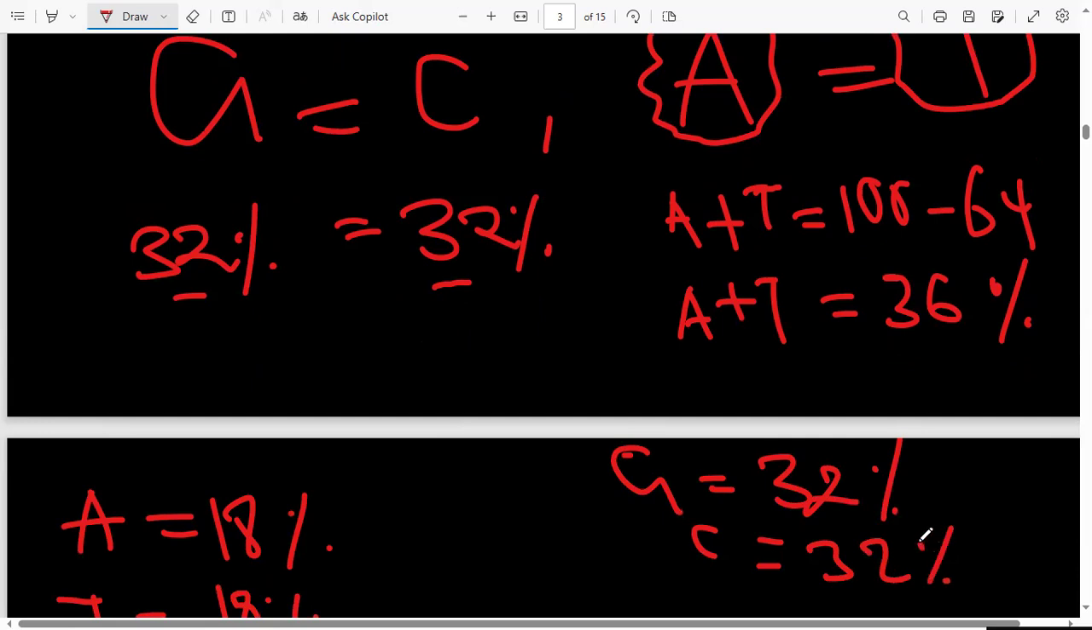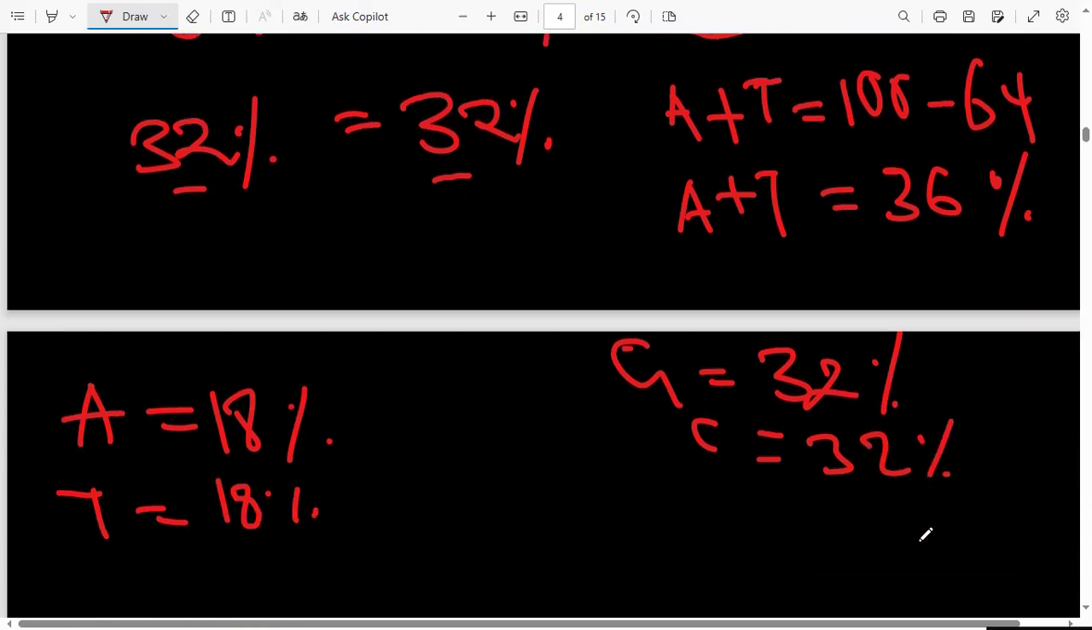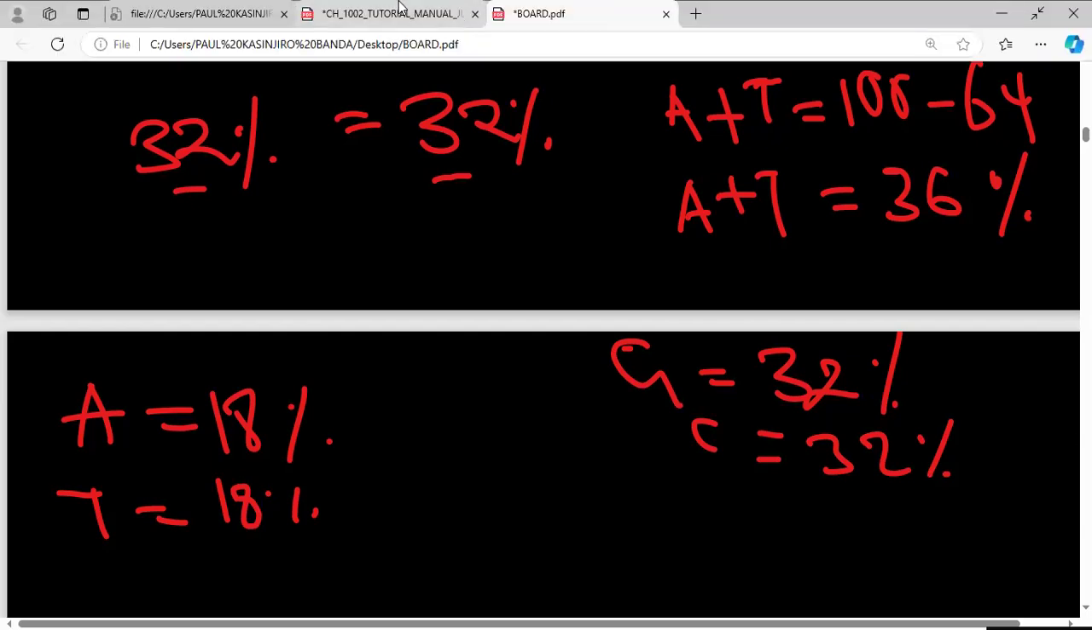So that's how you do it. You will always be given one, and from one you can come up with the rest. So any questions there, guys? Okay, let's look at the other question. Someone has a question?